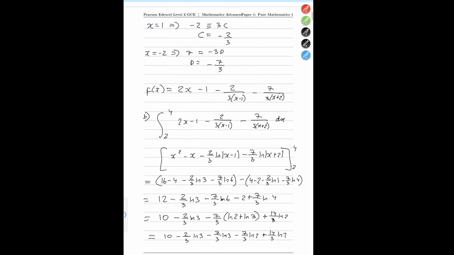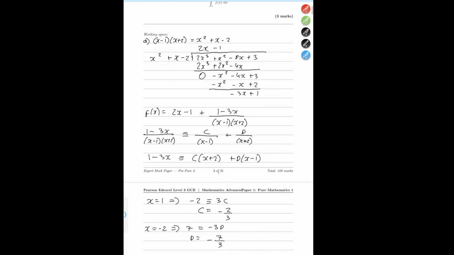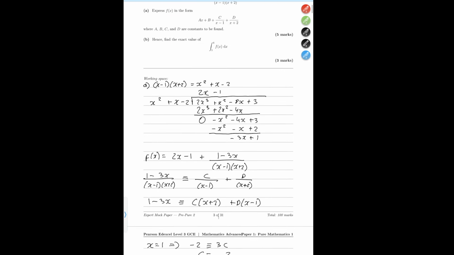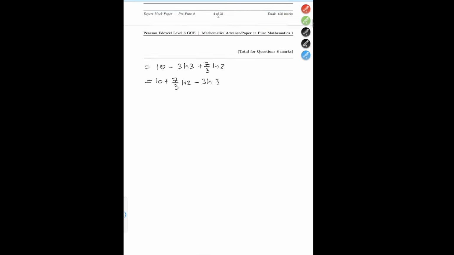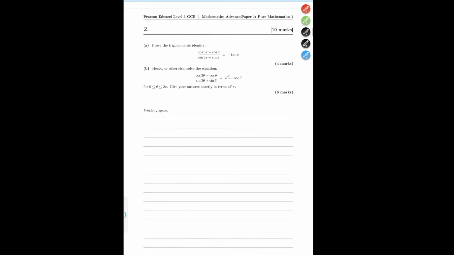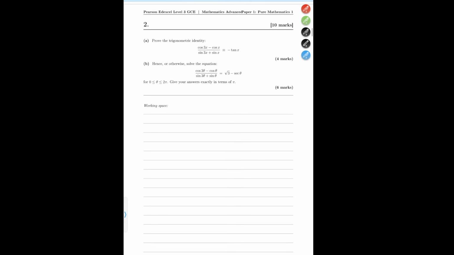So that is how you do parts A and B. And let's move on to the next question now. Let's move on to question 2. So, proving the trigonometric identity. I'm just going to sit here for a second. If you want to pause and work through the question yourself, feel free to do that. And now let's get started with the question.